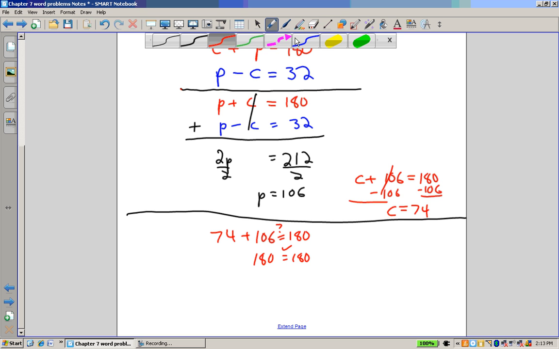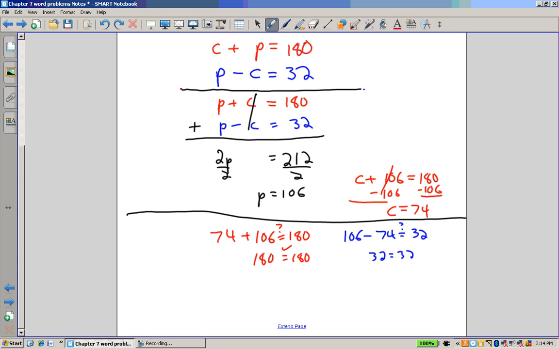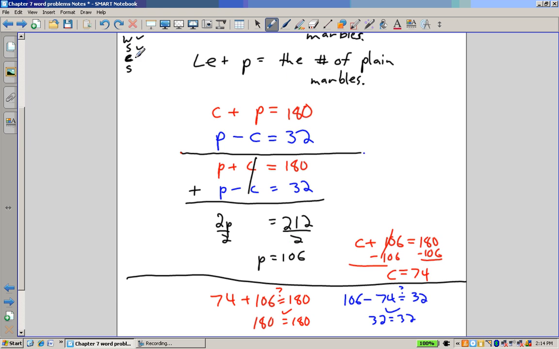Now let's check the blue. Now, plain minus colored equals 32. Let's try to see if that works. There are 106 plain minus 74 of the colored. That's supposed to equal 32. Well, let's see. 10 minus 7, 3. 6 minus 4, 2. 32. That does work. And so we have checked it, and it seems to check out very nicely.